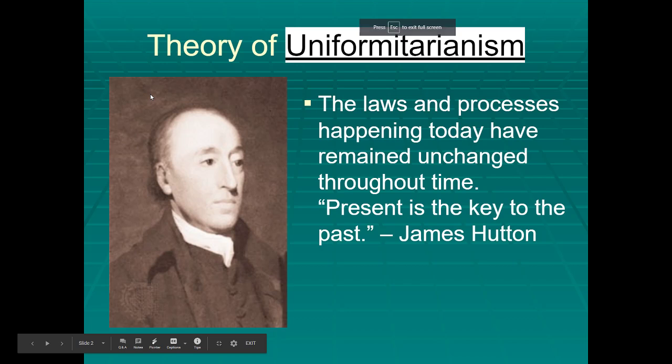In order to use relative dating, or even absolute dating, we rely on something called the theory of uniformitarianism. The idea is that the laws and the processes happening today have remained unchanged throughout time. Present is the key to the past. So basically all of the fundamental laws and all of the physics and science that exist today are the same science that exists in the past.